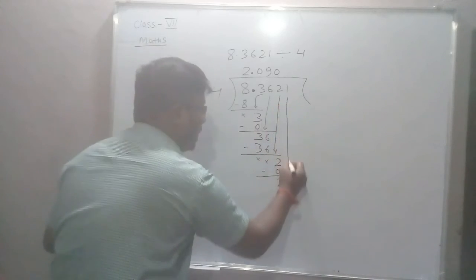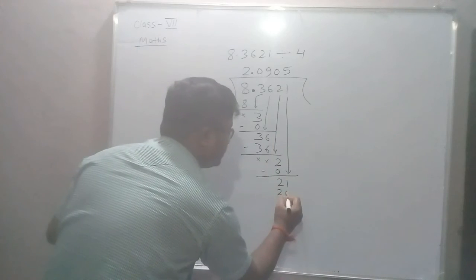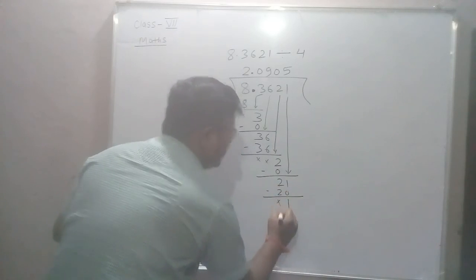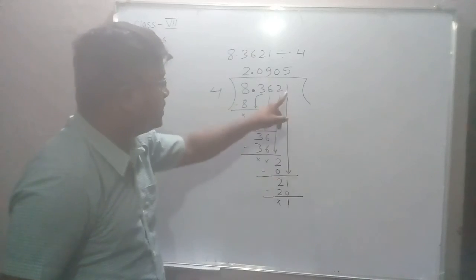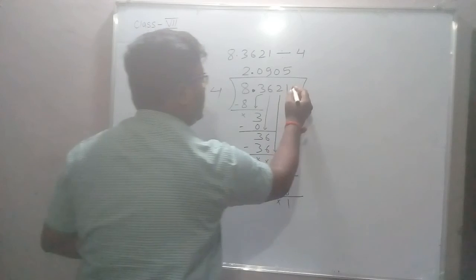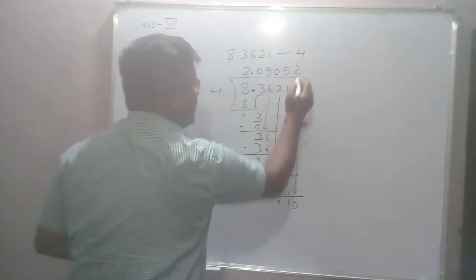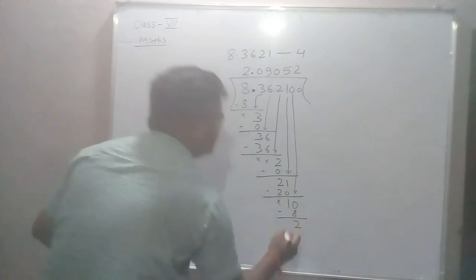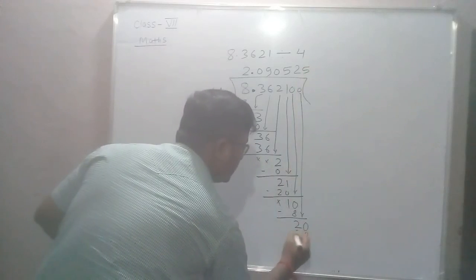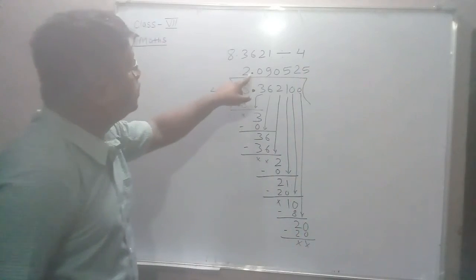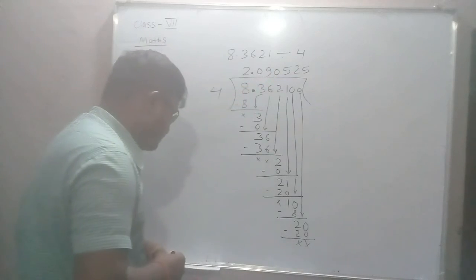Now this 1 will come down. So 4 5s are 20. 1 is remaining. So after this one, what is the digit here? It is not shown, but you may write any number of zeros. So now this 0 will come down. So 4 2s are 8. Minus, you will get here 2. Now this another 0 will come down. So 4 5s are 20. And we got the answer as 2.090525. Okay, so this is your divide.